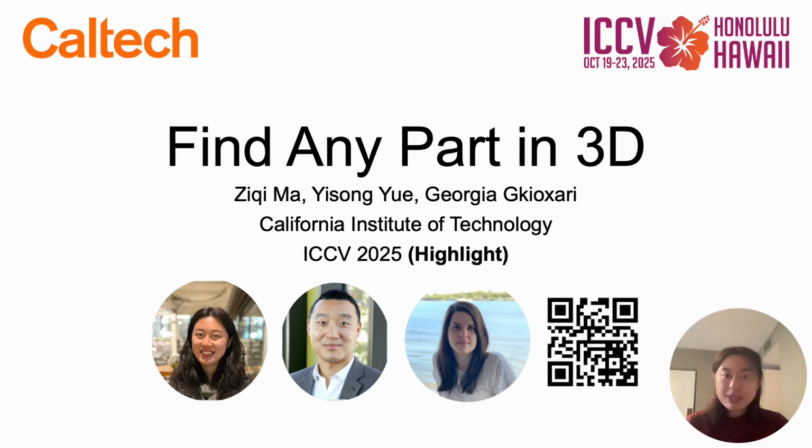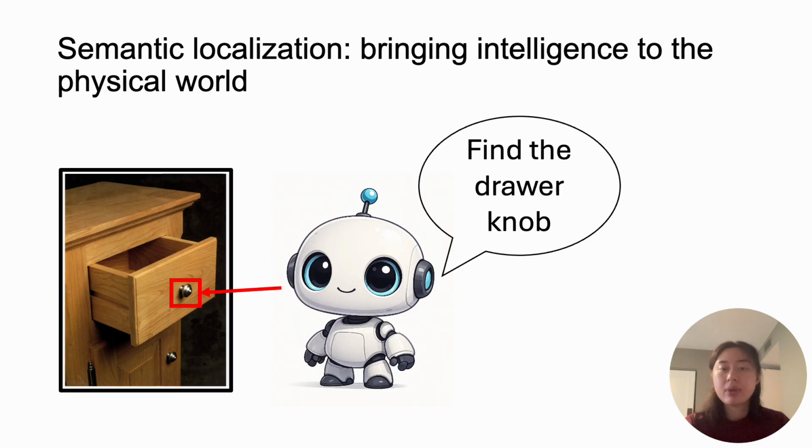Hello everyone, I'm Zichi. Today I'm going to talk about Find Any Part in 3D, which is our ICCV 2025 highlight paper. We have all witnessed the power of AI in the digital world. Now we need to bring it to the physical world. And we believe the first step of that is semantic localization.